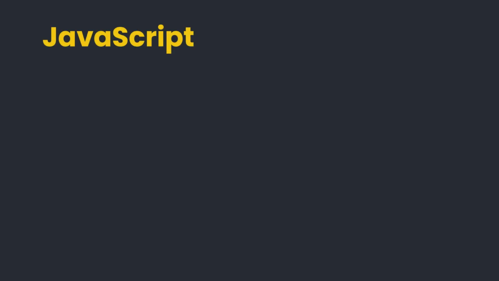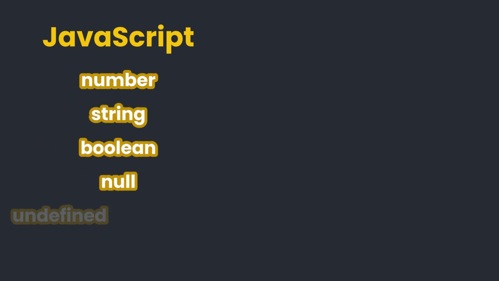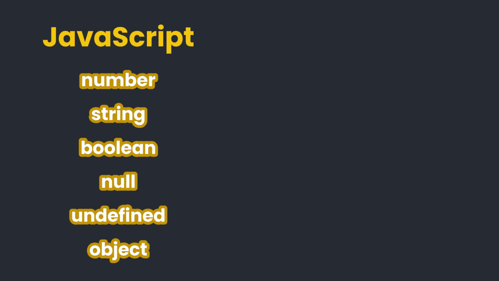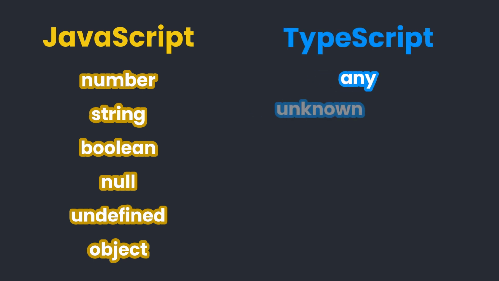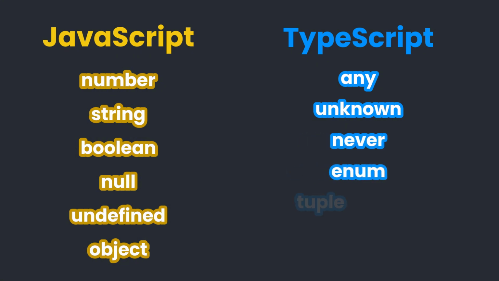JavaScript comes with a few basic types like number, string, boolean, null, undefined, and object. TypeScript builds on top of this and introduces additional types such as any, unknown, never, enum, and tuple. As we go through this section, we'll dive into each of these in more detail. Before we start breaking them down, let's take a look at how we can work with primitive types in TypeScript.